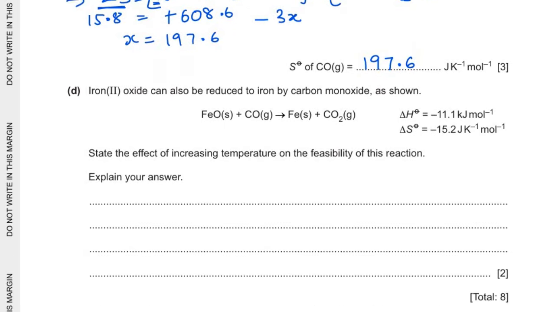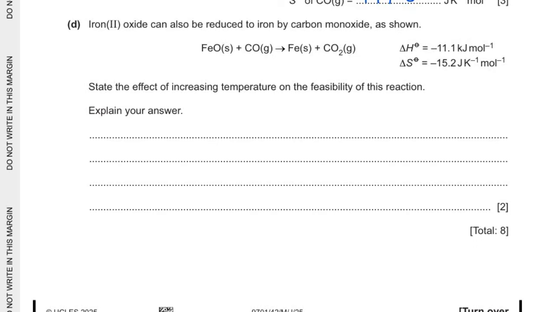Let's go ahead with the D part here. Okay, here is question D. Iron(II) oxide can also be reduced to iron by carbon monoxide as shown. Here is the equation given, and the enthalpy change and the entropy change values are given. Now state the effect of increasing the temperature on the feasibility of this reaction. Let's understand what is all happening.